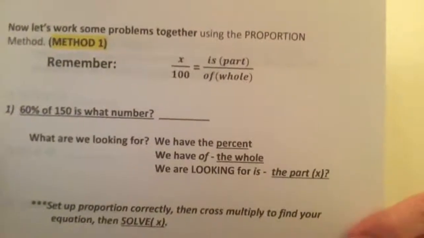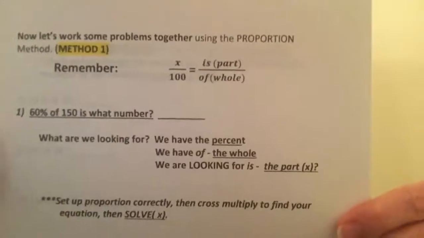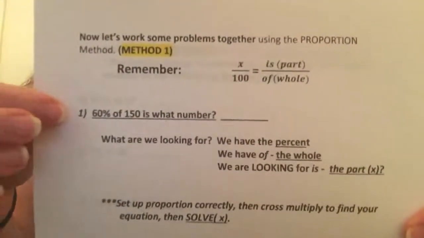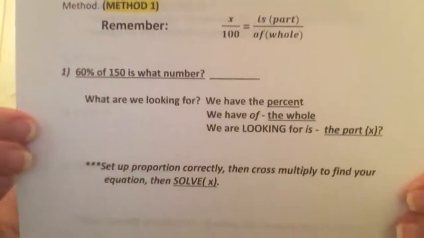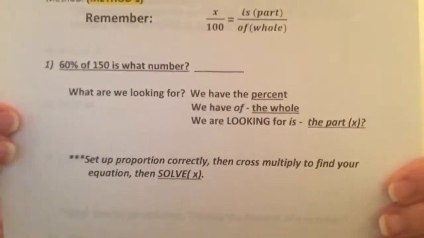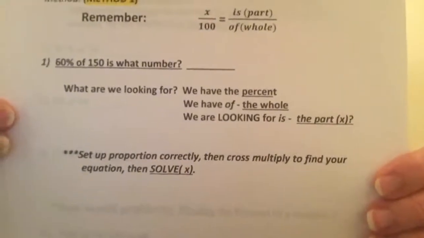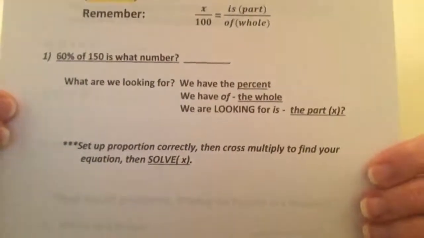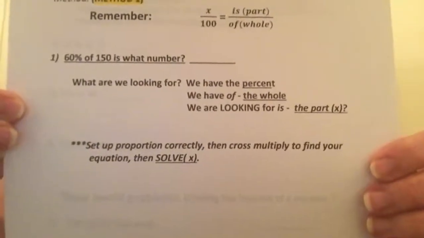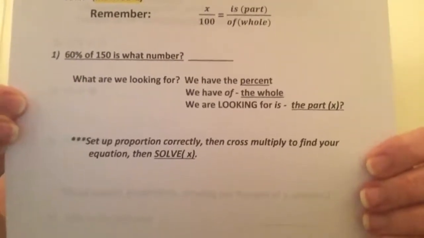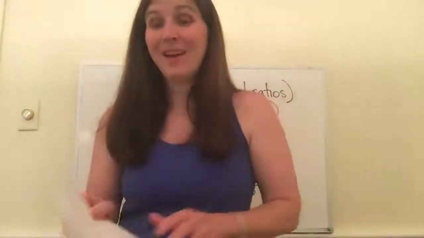Remember our percent over 100 equals is over of, which is part over whole. So for number 1, it says 60% of 150 is what number? What are we looking for? We have the percent, we have of, which is the whole. So we are looking for the part, which is x. We're going to start off by setting up our proportion correctly and then cross multiply to find your equation, and we're going to solve for x.